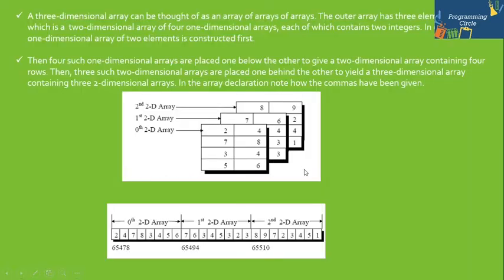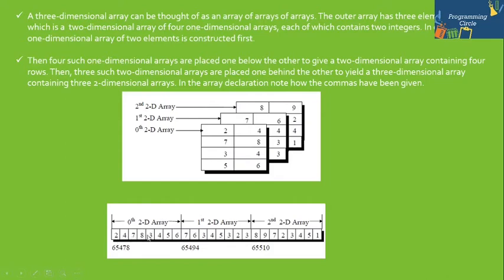That means 16 into 3, 48 bytes. So you can see here that the 0th 2D array starts at some address, and you just have to add 16 bytes more, because here how many elements are there?